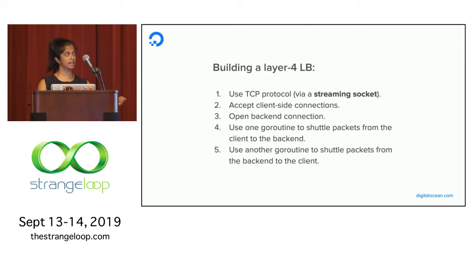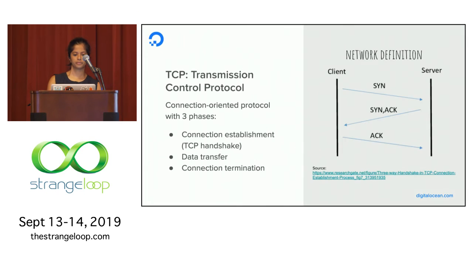So we would accept client-side connections, and then for every client-side connection that we would get, we would open a backend connection and then use two Go routines. So here's that concurrency primitive in Go. We're using one Go routine to shuttle packets from the client to the backend, and we're using another Go routine to shuttle packets back from the backend to the client.